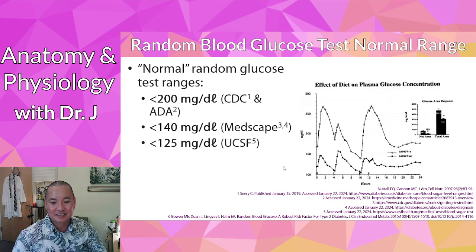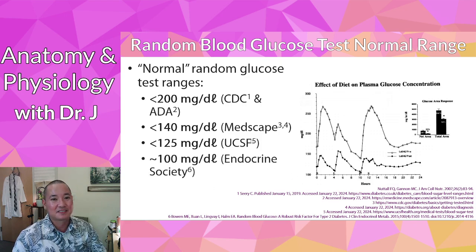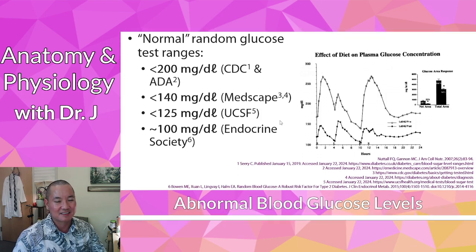Now here we have UCSF, a pretty important research university that does a lot of diabetes research, and they make it even stricter. And then the Endocrine Society, a leader in medical research in everything endocrine, and especially diabetes, say make it even stricter at 100. So what I'm getting at here is that there's no universal consensus on the random blood glucose test. This is why, if you're taking my class, I won't typically ask you to know the normal range for a random blood glucose. But fasting blood glucose, that's the one that's widely accepted and standardized at around 70 to 100.